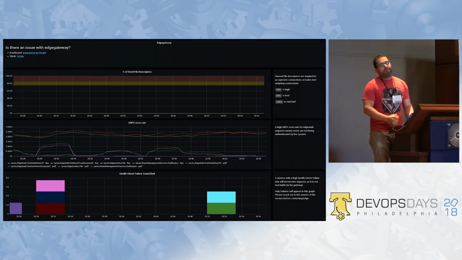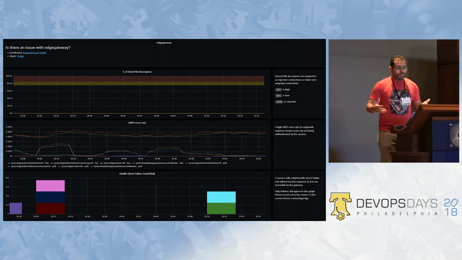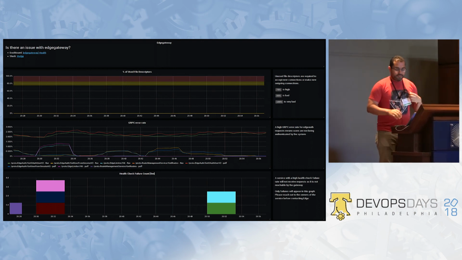So remember, dashboards are not for you to be looking at because they are pretty. They're for people to look at when something is going wrong and they want to understand what's going on in the system.